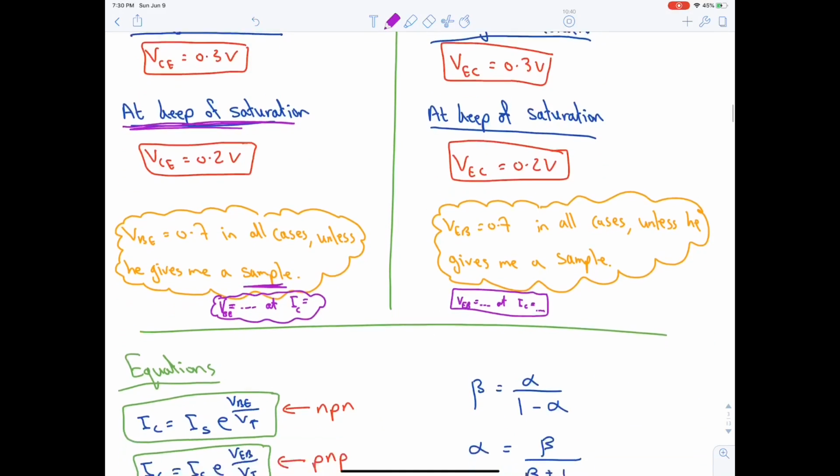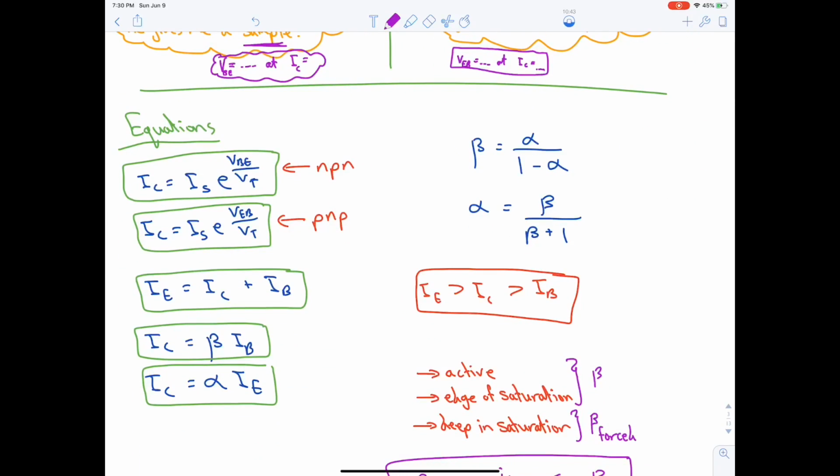Now, moving on, what equations do we have in chapter 4? This equation is very similar to the one that we had in the exponential model of chapter 3. IC is equal to IS e to the VBE over VT. This is exactly the same as this equation, but this form is for PNP. Hence, instead of VBE, you are going to have VEB. Moving on. IE is always equal to IB plus IC.